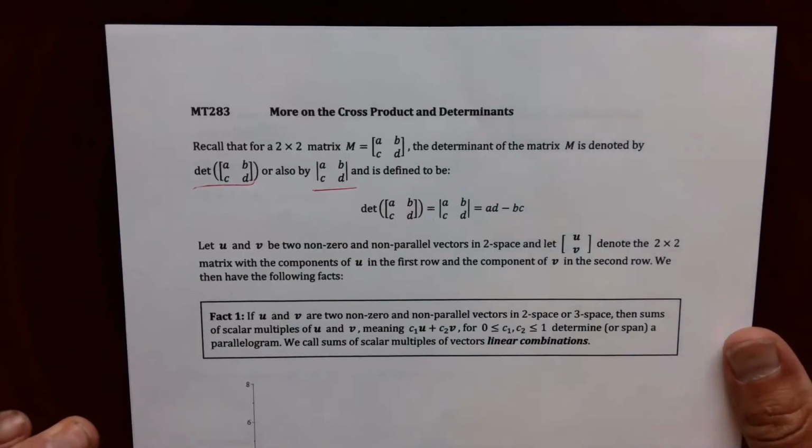Hello students, in this video we're going to do a little bit more with the cross product and determinants, and see that there are some relationships between determinants and areas and volumes in 2 space and 3 space respectively.